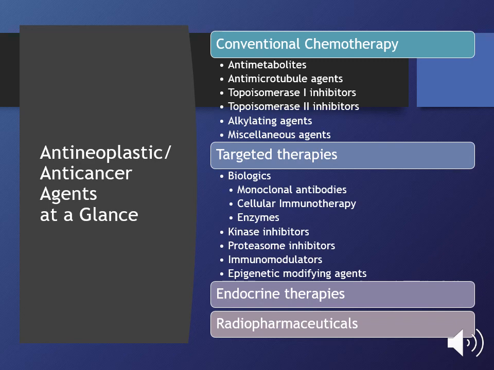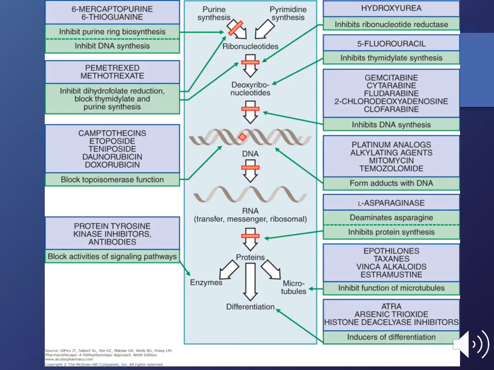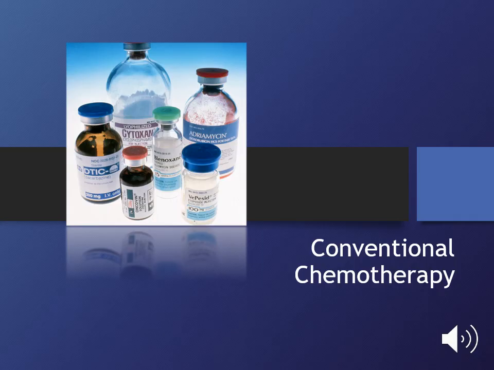Here are the major classes of antineoplastic therapies. They include conventional chemotherapy, targeted therapy, endocrine or hormonal agents, as well as radiopharmaceuticals. Now, for the purpose of this lecture, we're really only going to briefly review the first three. Here's a summary of the various mechanisms of many of the antineoplastic agents and how they either interfere with cellular synthesis and or cellular function. So we will first review conventional chemotherapy agents.